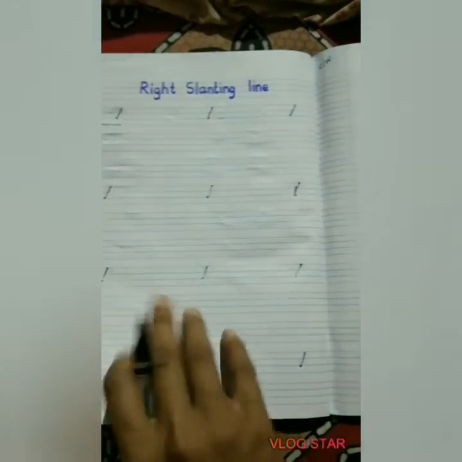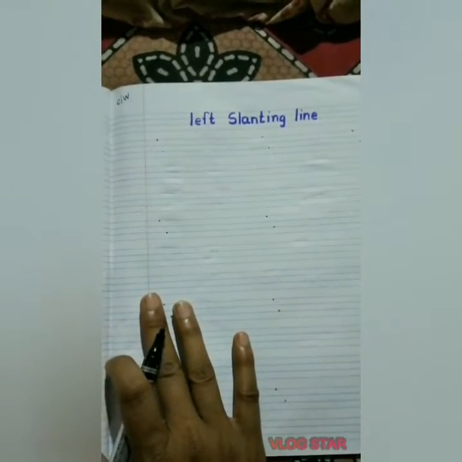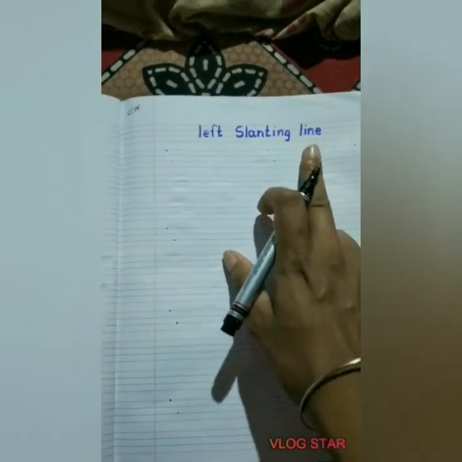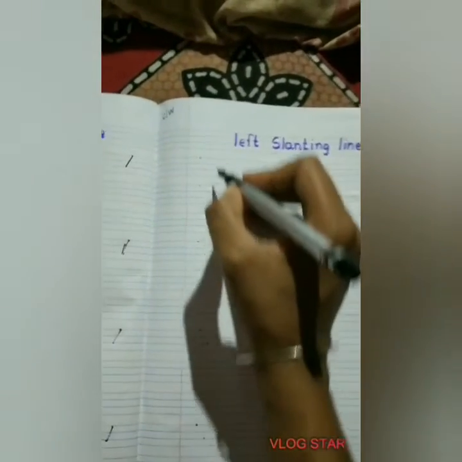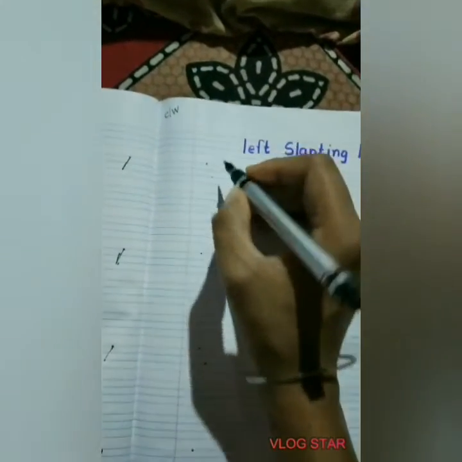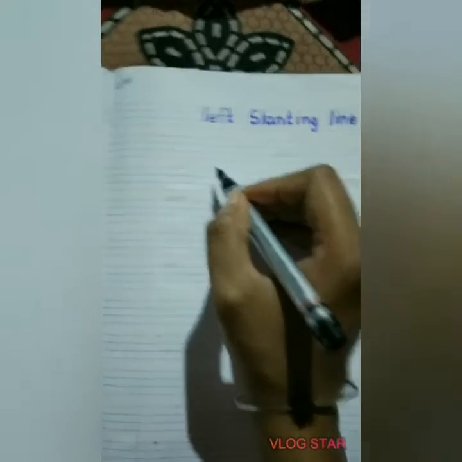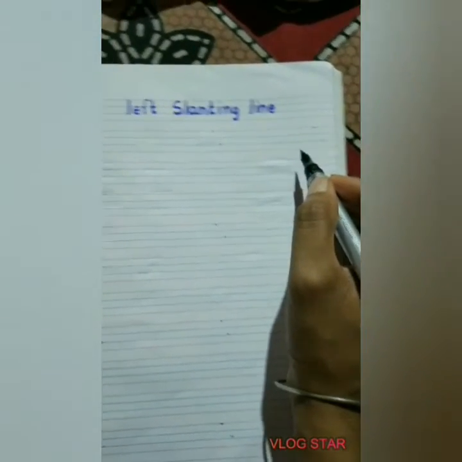Now we come to the left slanting line. This is a left slanting line. Now we can draw. Put the pencil on the dot. This dot is little bent towards left. See properly.